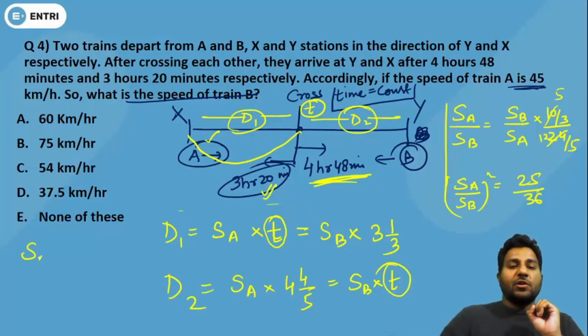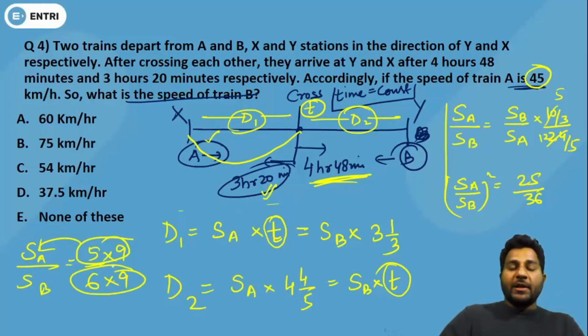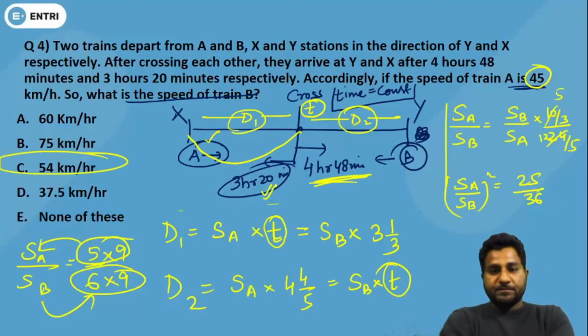That means the ratio of SA and SB will be 5 by 6, and we know that the speed of A has been given as 45. So multiplying by 9, we get 45 equal to speed A. So multiply by 9 in the denominator as well to get the speed of B. That will be 54 km per hour.